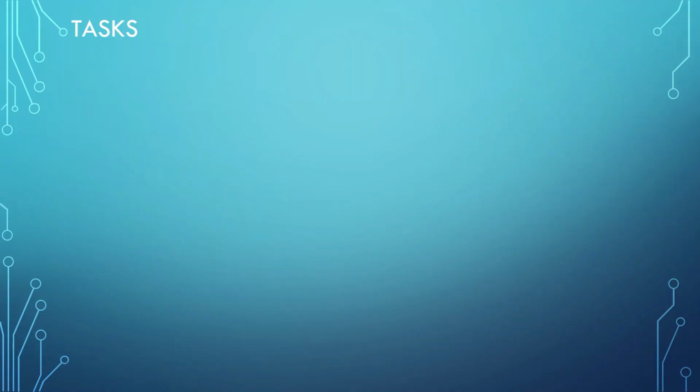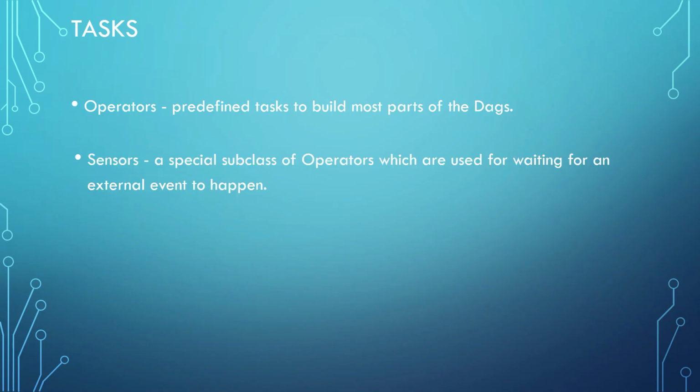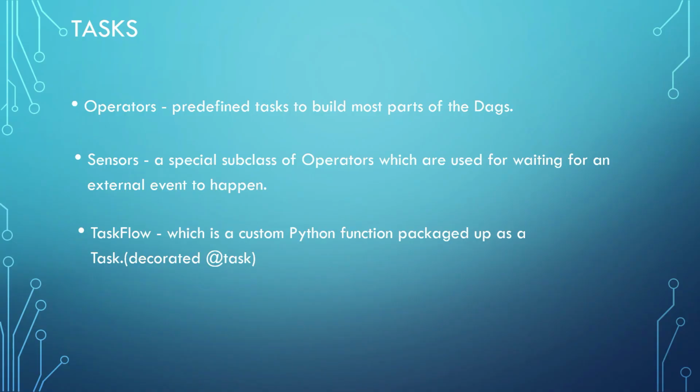Now let us see different types of tasks. Operators are predefined tasks to build most parts of the DAGs. Sensors are special subclasses of operators which are used for waiting for an external event to happen. Some examples are waiting for a file in Cloud Storage or waiting for some records in a DB, etc. TaskFlow is a custom Python function packaged as a task. The function will be decorated with @task. Instead of a predefined operator, we can create our own task this way.